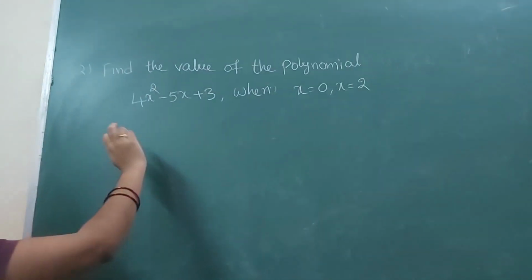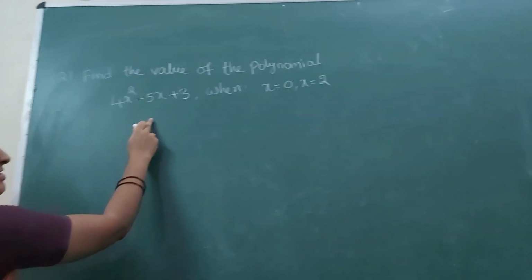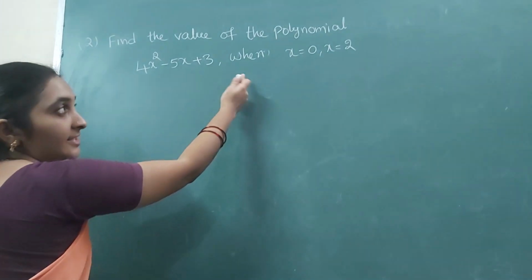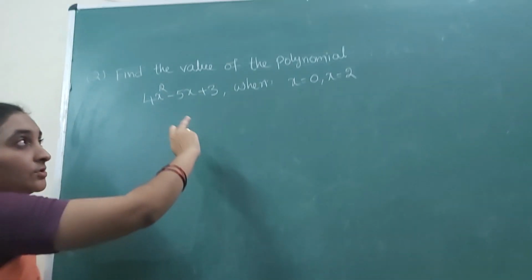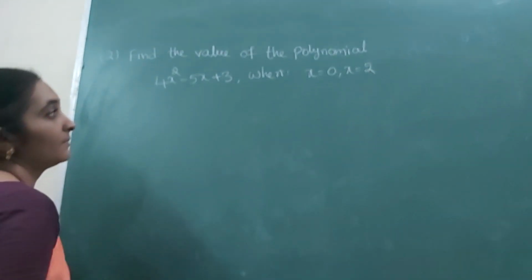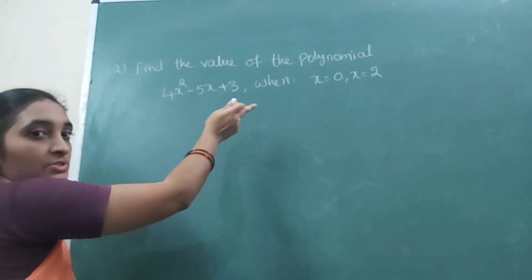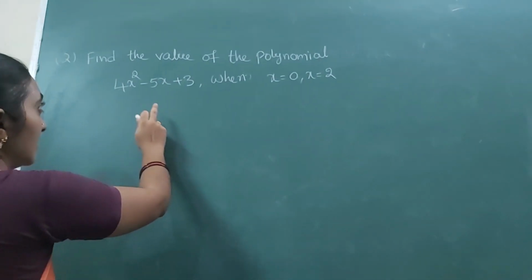Find the next problem. Find the value of the polynomial 4x square minus 5x plus 3 when x is equal to 0 and x is equal to 2. That means we have to find the value. In the given polynomial, what do we get if we substitute x is equal to 0, and what is the value when we substitute x is equal to 2.